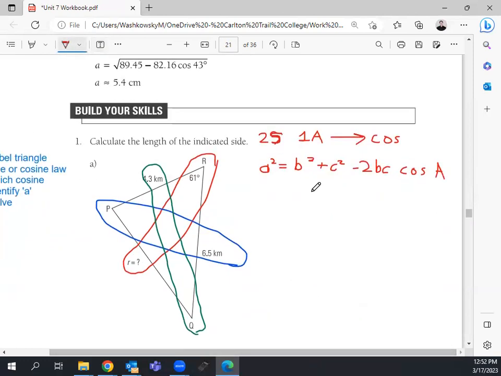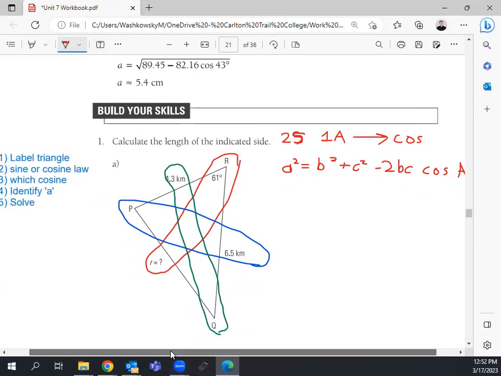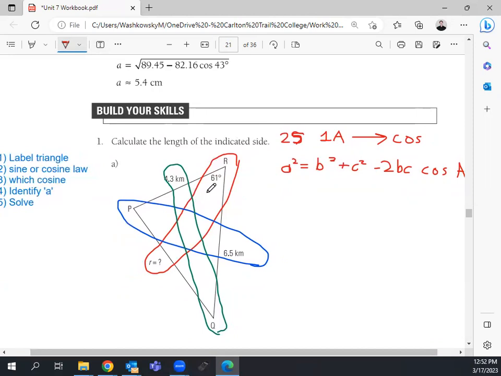So what I've done is I've figured out which type of triangle this is. I've connected my pairs. I figured out I need to use the cosine law, and I figured out which cosine law I need to use. I'm trying to find the side. That's why I'm using this one.